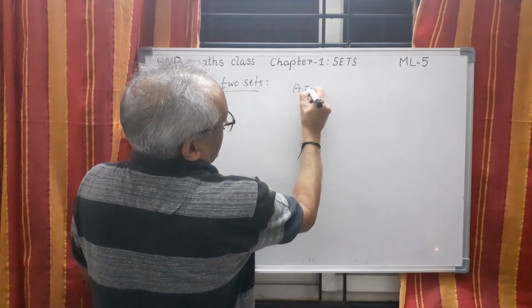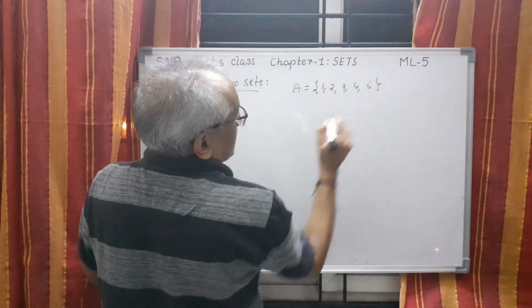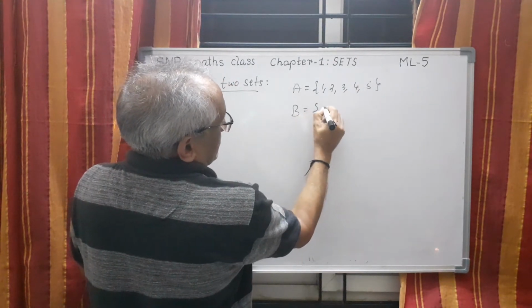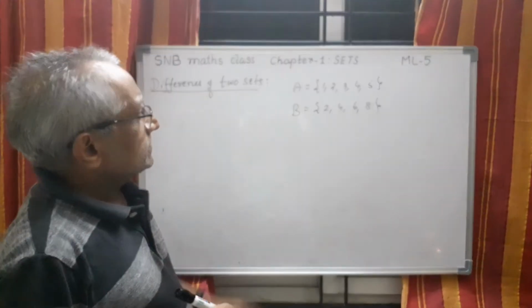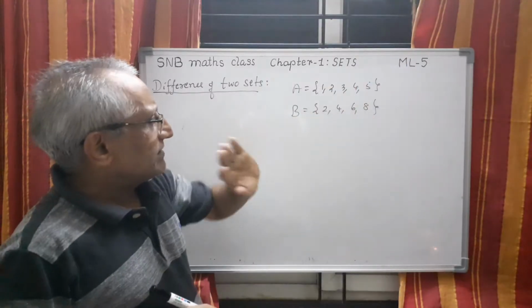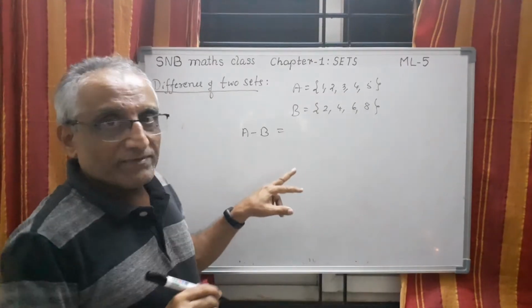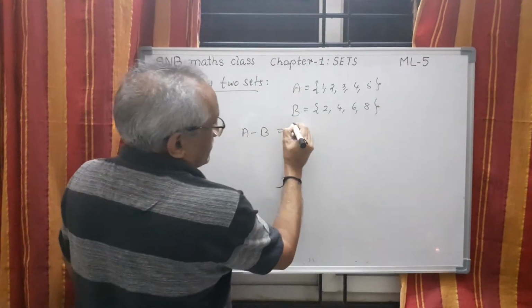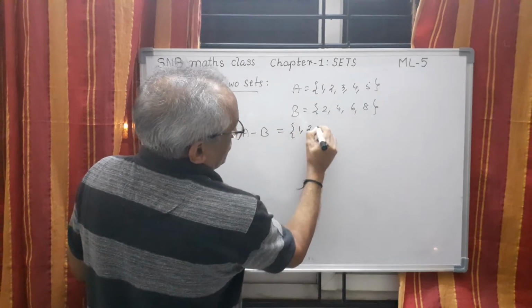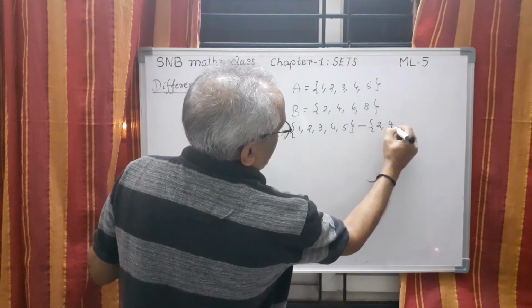Let us take for example A equal to 1, 2, 3, 4, 5 and B equal to, say, 2, 4, 6, 8. So the first set contains 5 elements, the second contains 4 elements. Now A difference B, we call A difference B, or we can also read A minus B. It is not ordinary minus, but it is the difference of two sets. So A minus B equal to 1, 2, 3, 4, 5, then minus 2, 4, 6, 8.